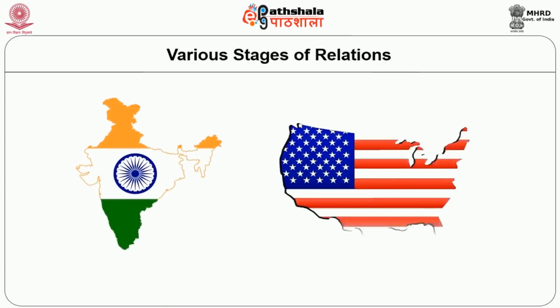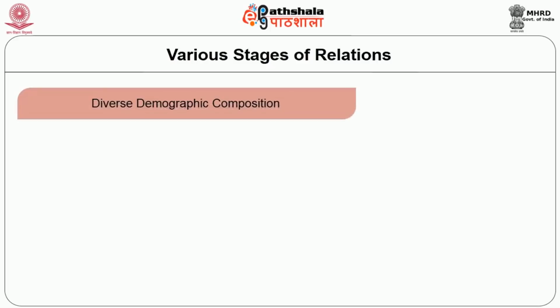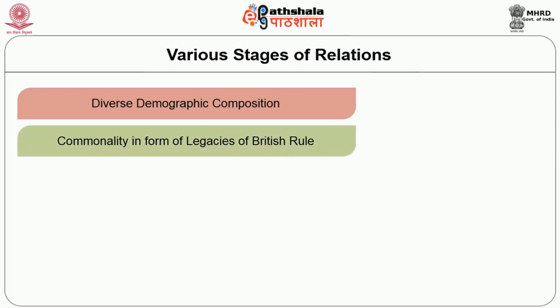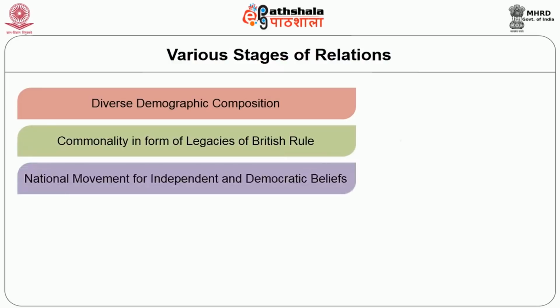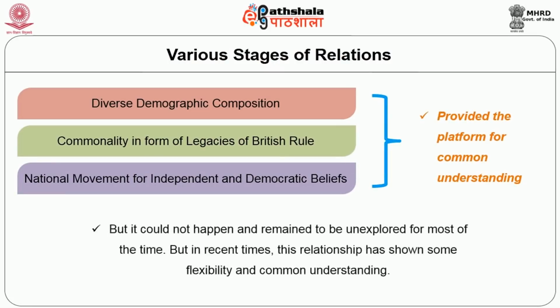Various stages of relations. India and USA have much in common, being democratic countries. Diverse demographic composition, commonality in the form of legacies of British rule, and national movement for independence and democratic beliefs have provided the platform for common understanding. But it could not happen and remained unexplored for most of the time. But in recent times, this relationship has shown some flexibility and common understanding.